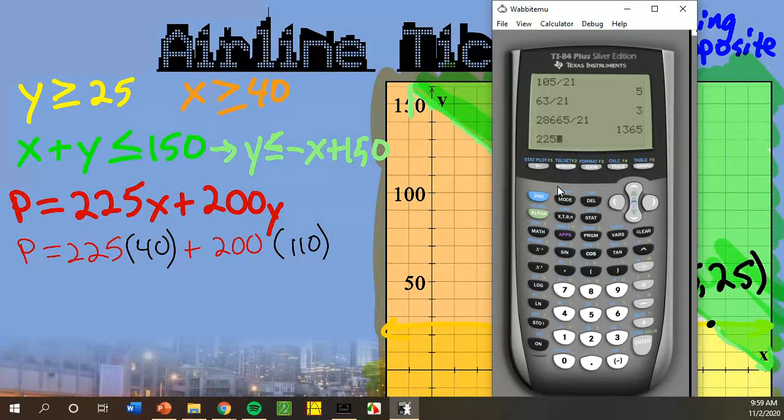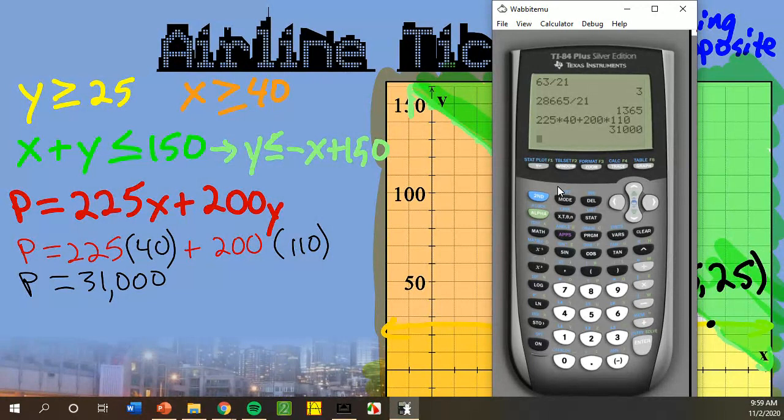225 times 40 plus 200 times 110 is 31,000. So profits will equal 31,000 in that scenario.